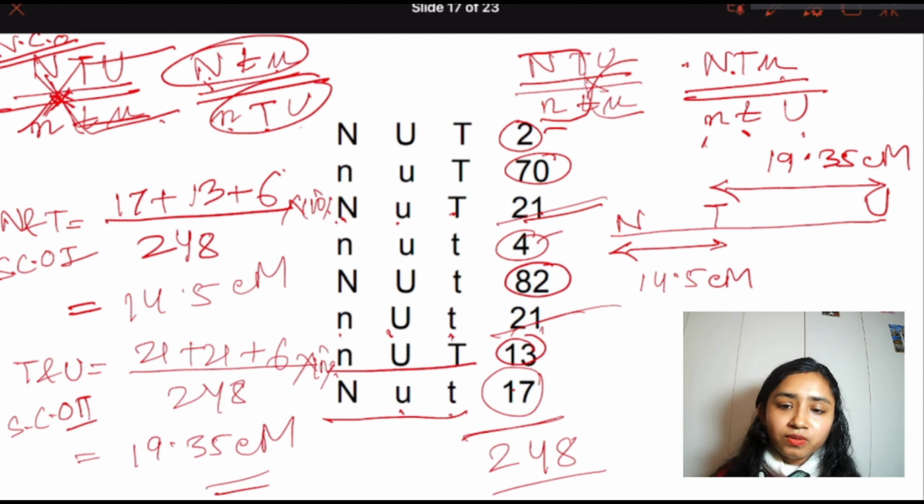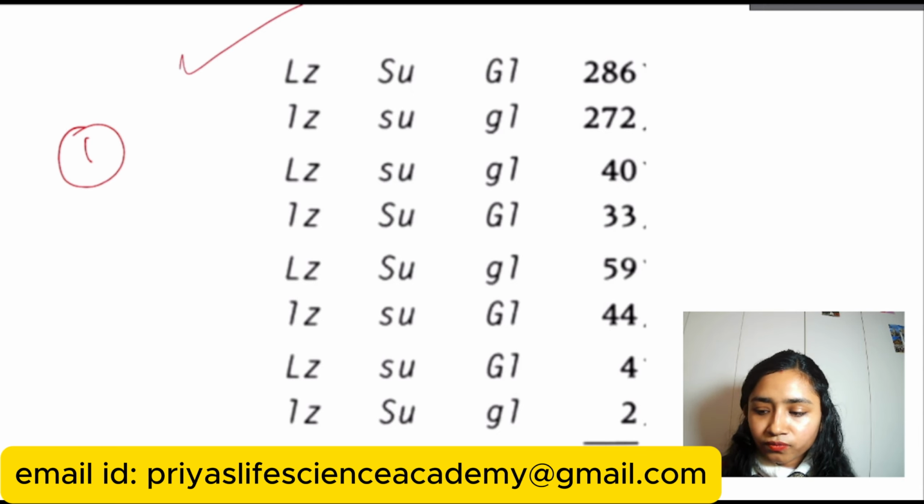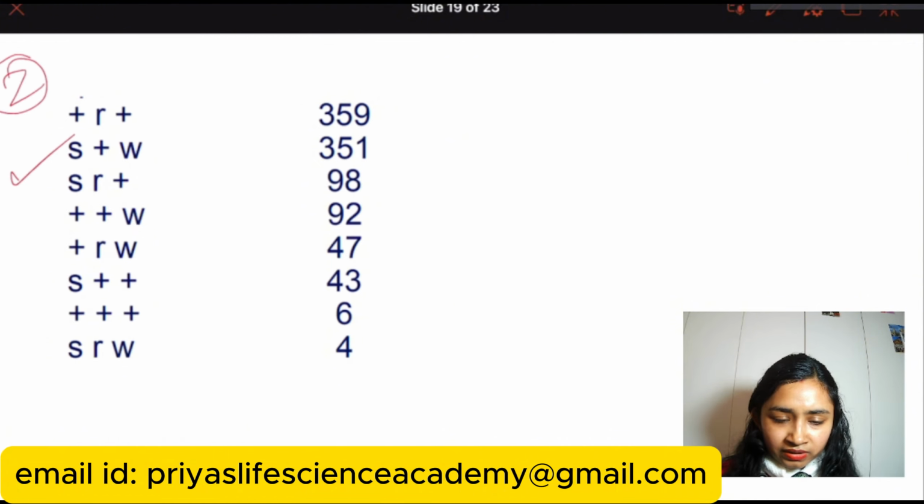Okay, I hope you understood it. If you have any queries you can ask me in the comment section. I am giving you one more sum to practice at home. You can take a screenshot of it and solve it at home. This is one sum for your homework and this is another sum for your homework. In the next class we will discuss the answers of these two sums and we will move to the next part, that is interference and coefficient of coincidence.